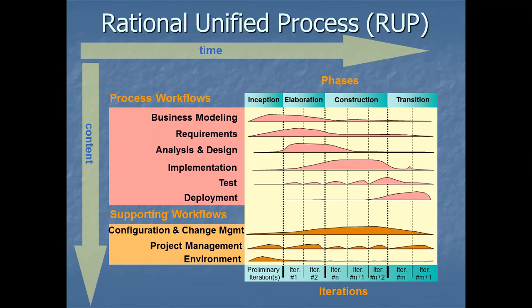Here you can see the time bar and content. What are the contents? Process workflows. What do process workflows contain? They contain business modeling, then requirements, analysis and design, implementation, test, and deployment. This is the SDLC's part: process workflows.